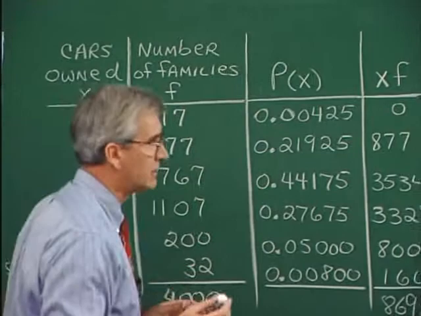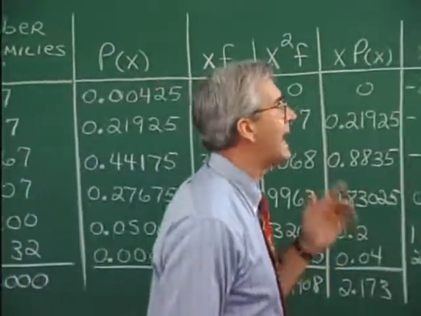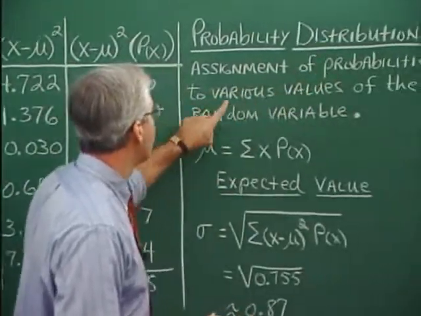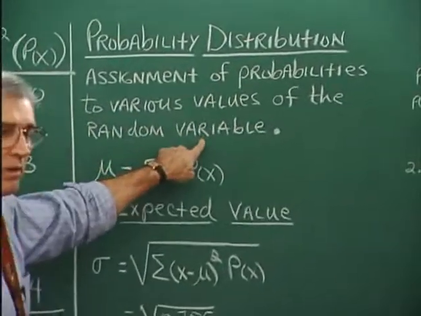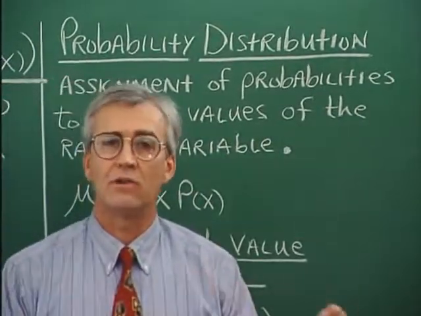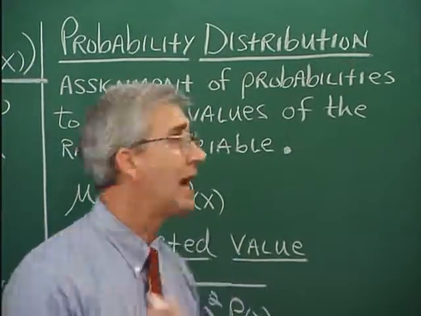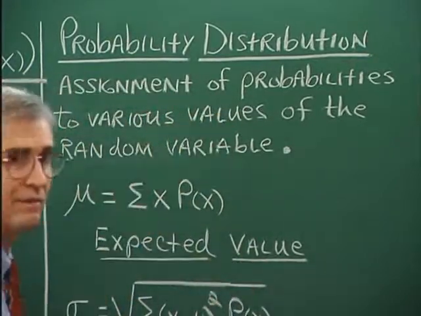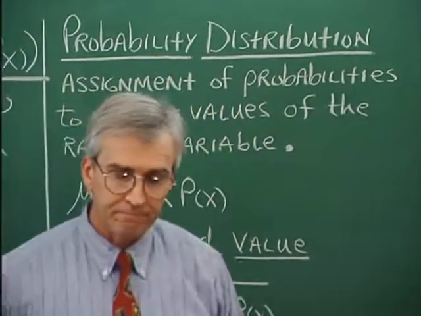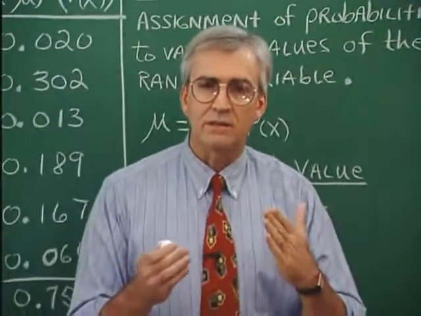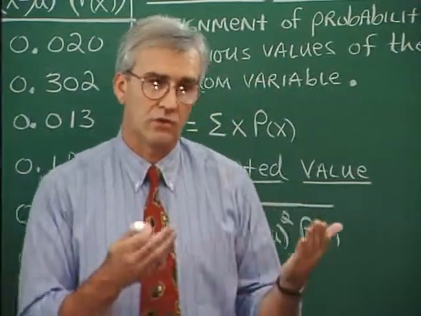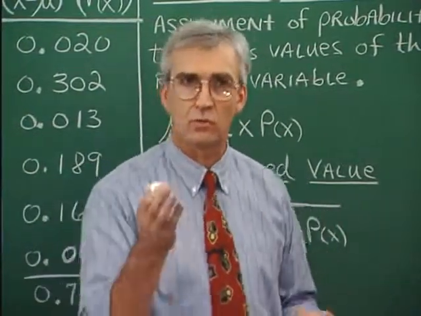Okay, let's talk about what a probability distribution is. It is the assignment of probabilities to the various values of the random variable. Okay, so we have values of a random variable over here. Those values go from 0 to 6, and we are assigning probabilities to those various values. That's what a probability distribution is all about. Now, we kind of need that frequency column in order to determine the probability distribution. It's determined in exactly the same way as the frequency distribution was before.